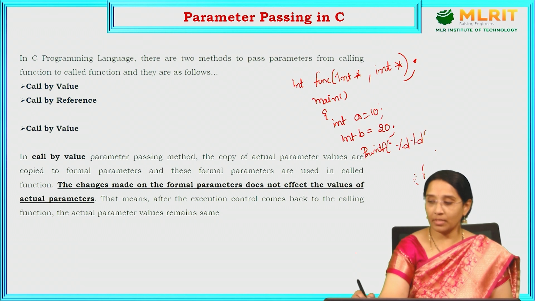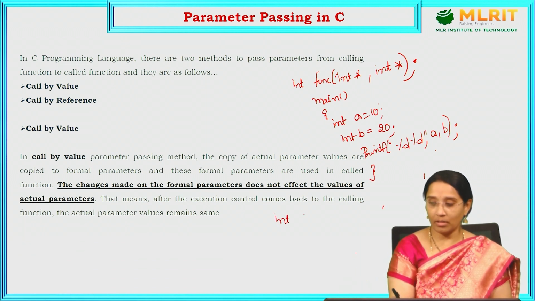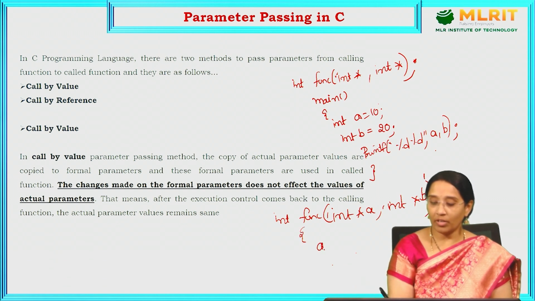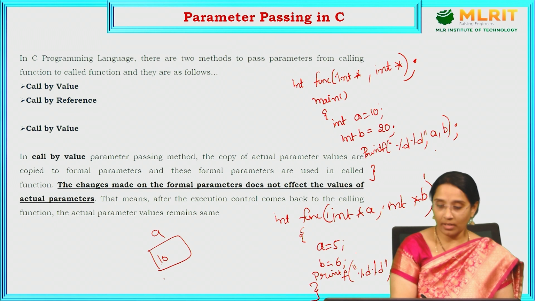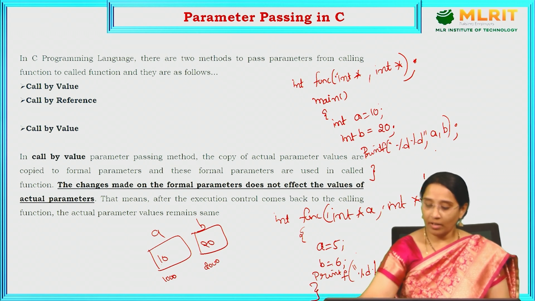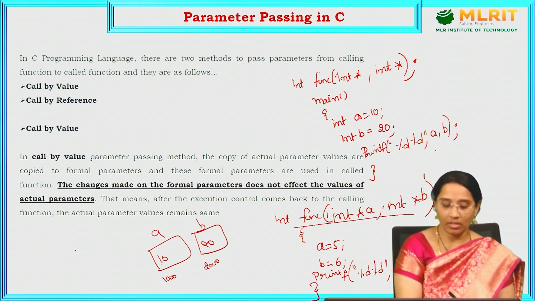Printf percent d comma a comma b. Next, int. This is the same example we have seen in the previous case for call by value. Now I am writing the same thing for call by reference. Whatever changes I have made in the called function, I want those to be reflected in the calling function. So here a is 10, let's consider a is at location 1000, and b is 20, let's consider b is at location 2000. And we have taken one more function declaration, that is func.